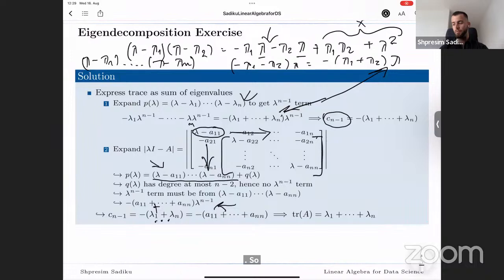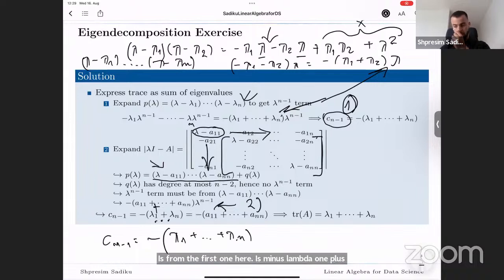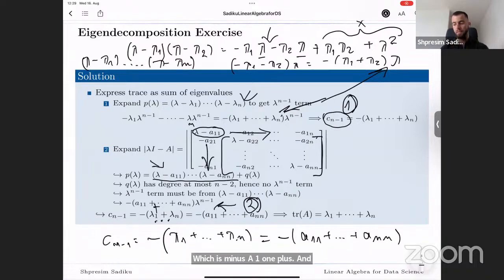Now we found 2 ways to represent the coefficient in front of lambda to the power n minus 1. This is the first one, and this is the second one. If we combine both of them, then c_{n-1} from the first one is minus lambda 1 plus through lambda n. I'm sorry that I forgot 3 dots here. But this is also equal to the second way of finding the coefficient in front of lambda to the power n minus 1, which is minus a11 plus through ann. But from the definition, we know that this just gives us the trace of the matrix A. So it's the sum of the diagonal elements.